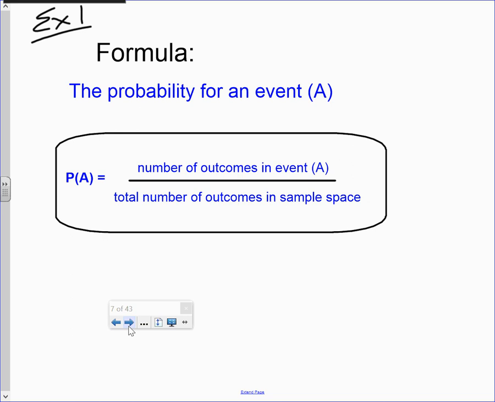The probability of A is equal to the number of outcomes in event A divided by the total number of outcomes in the sample space. Let's put total number of outcomes. Number of outcomes in event A divided by the total number of outcomes.